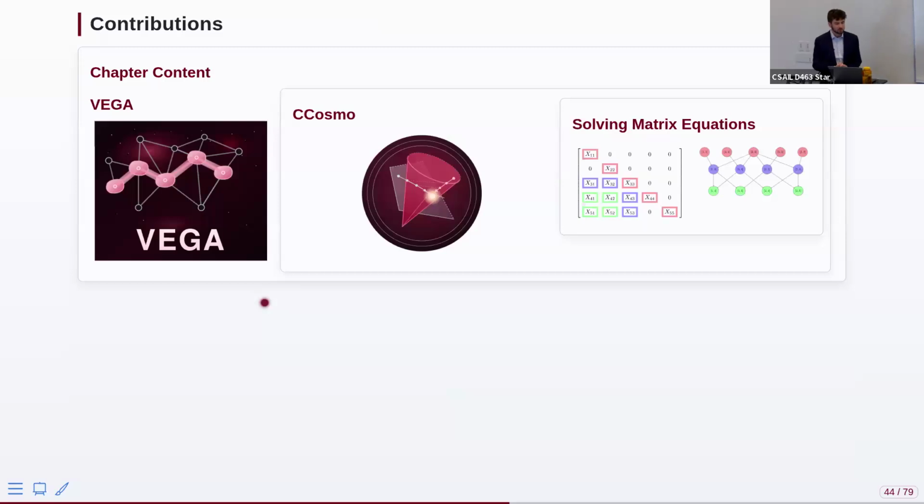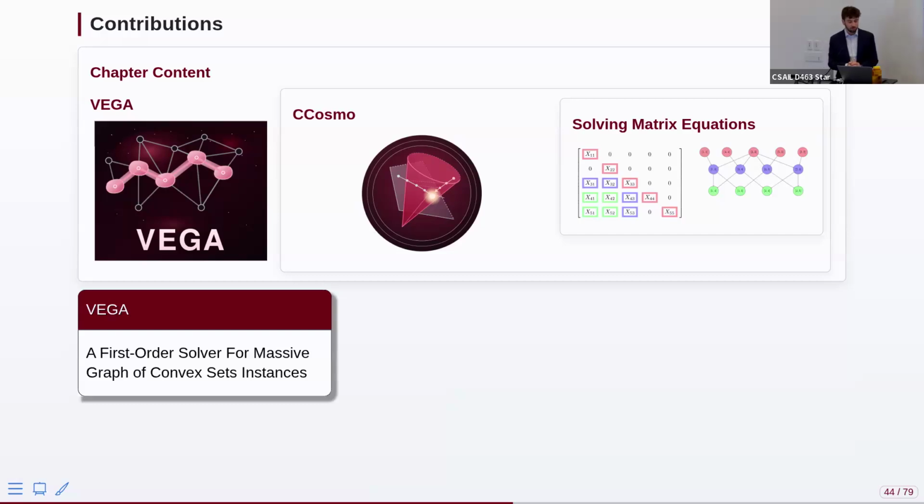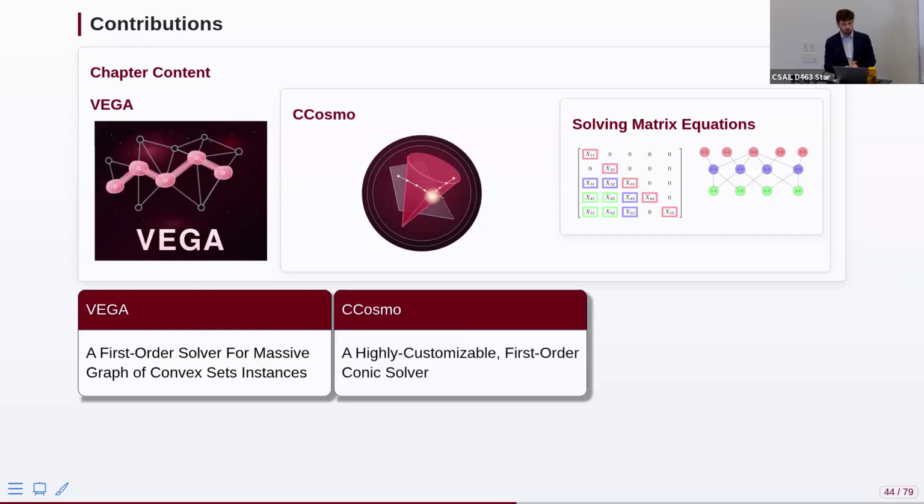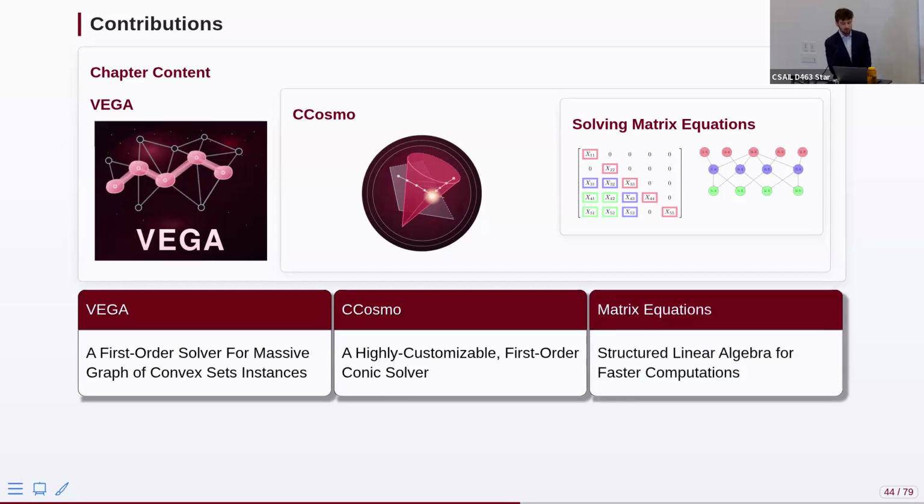So what do we do in this chapter? This chapter is in 3 nested parts. The first thing is we're going to introduce the Vega solver, which is a first order solver for massive graph of convex sets instances, those bottom 2 examples that I was talking about. Vega is built on top of C-Cosmo, which is a highly customizable first order conic optimization solver. And the customization part of C-Cosmo is built on top of some matrix equation work that we did for how you solve the particular linear system that shows up in that solver when applying it specifically to some of the subproblems in Vega.